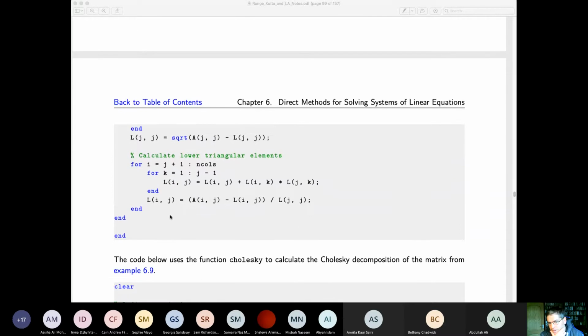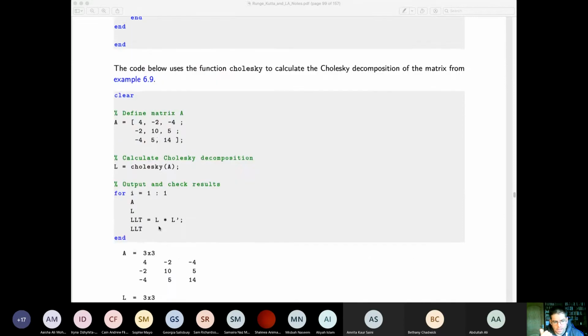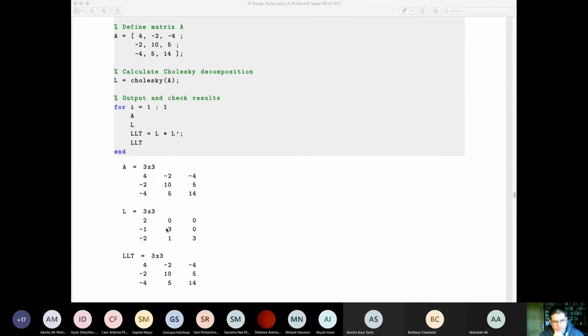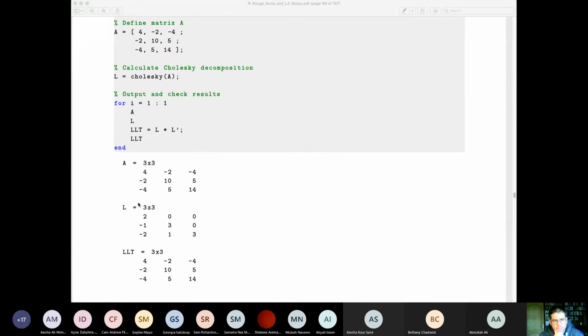By the way, MATLAB does have Cholesky factorization built in. It's chol, so CHOL is the command. So if you put L equals chol and in brackets A, or your A matrix, that will do the same thing. Okay, and this example here is just showing you, but it works.